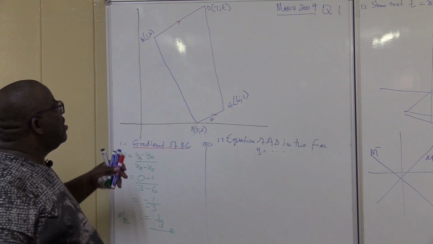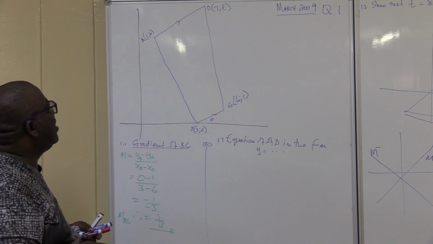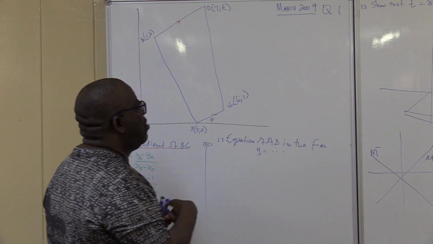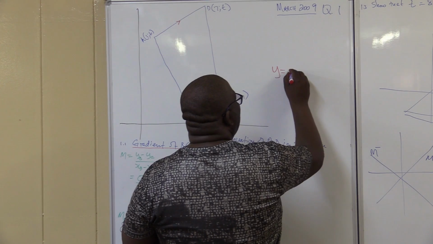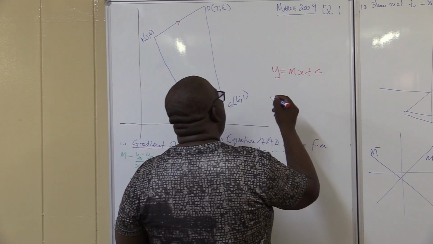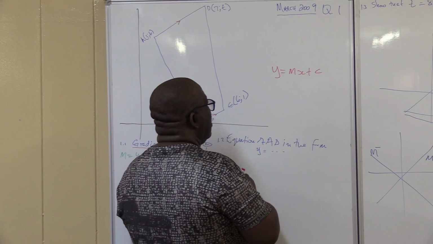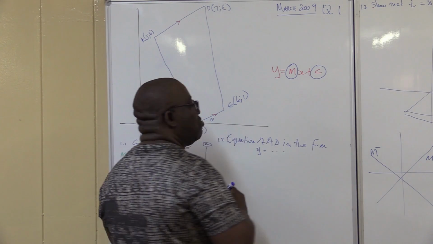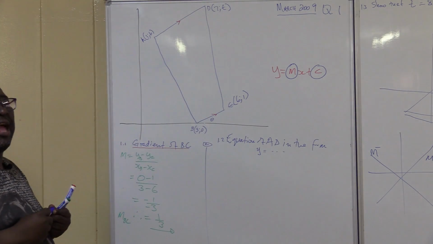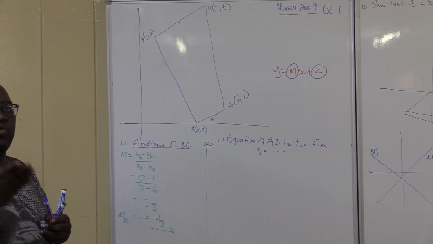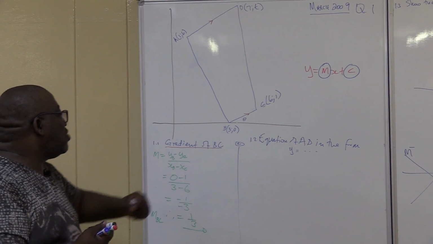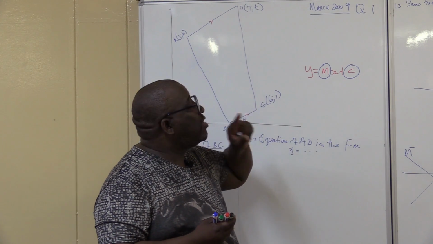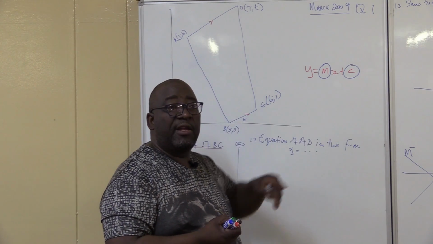It is the slope. So when we're looking for the equation of AD, remember, what is it that you're looking for when you're looking for the equation of a line? Y is equal to mx plus c. If you're looking for the equation of a line, you're just looking for m and for c. So we're just looking for two things, gradient and the y-intercept. The y-intercept is the point where the graph cuts the y-axis. Find the equation of AD in the form y is equal to something. So in actual fact, we're just looking for the gradient and c.